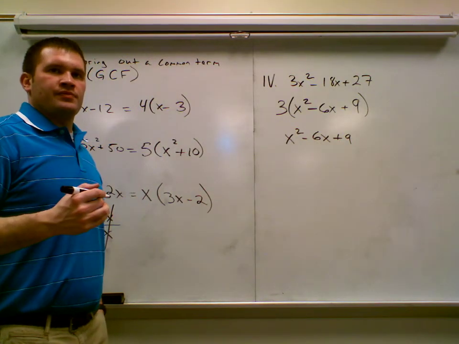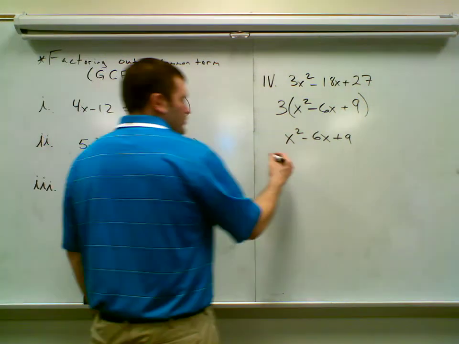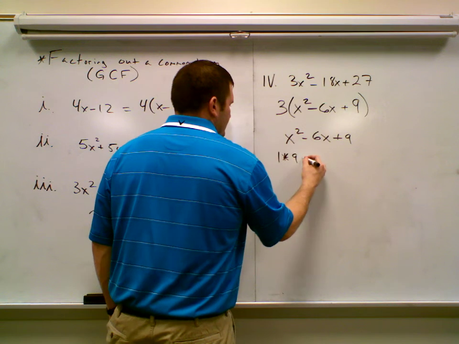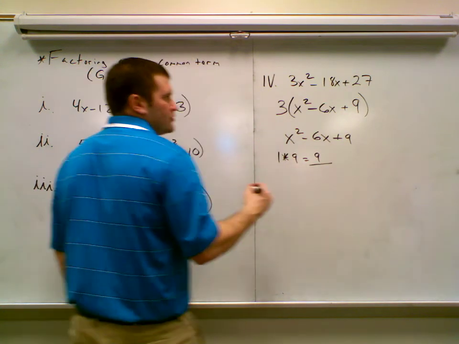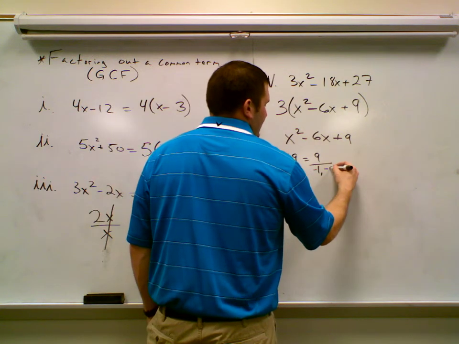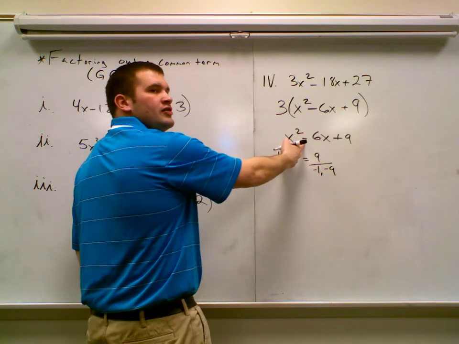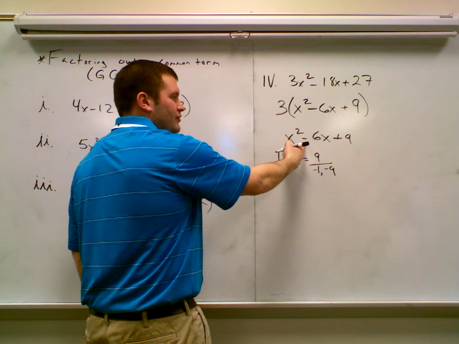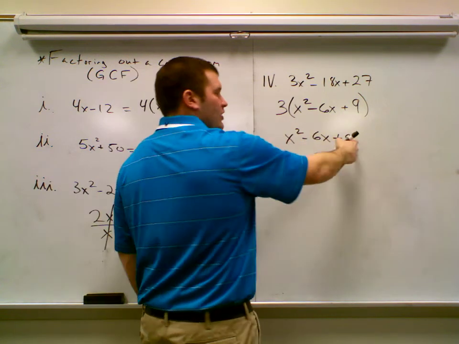Right? So what do I do? What times what? Okay, 1 times 9, good, equals 9. Factors of 9. Okay, negative 1 and negative 9, right? Because we have a negative 6 right here. We want the negative factors of 9.